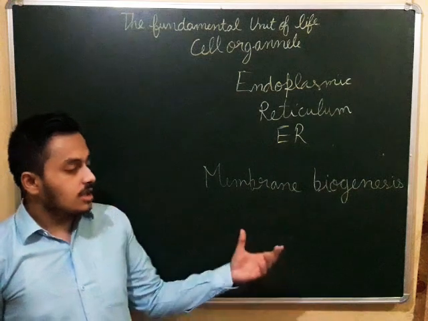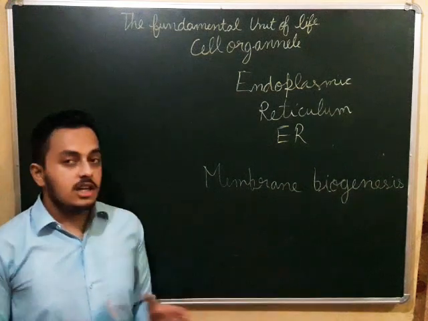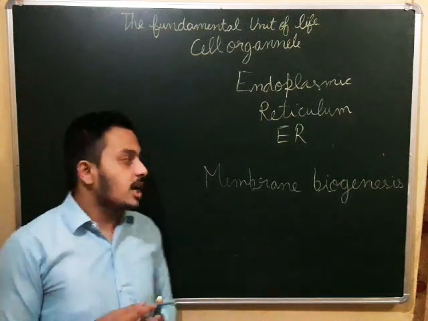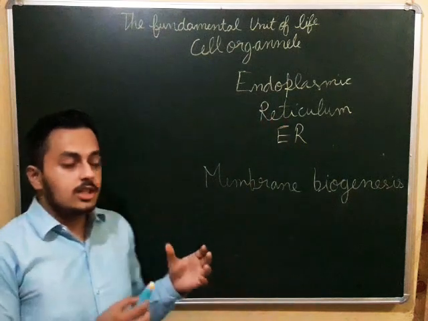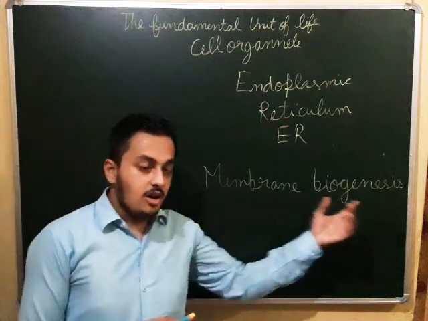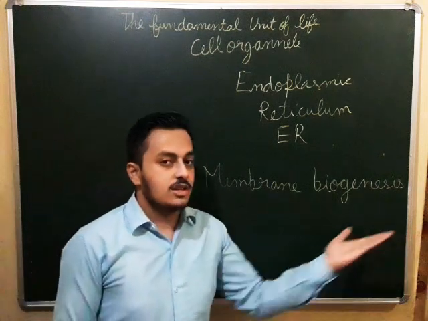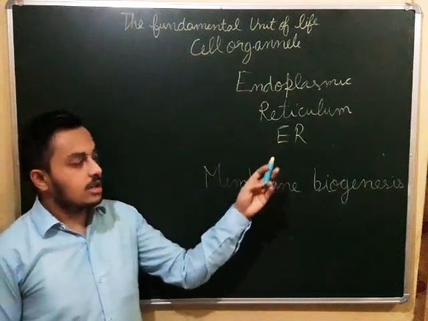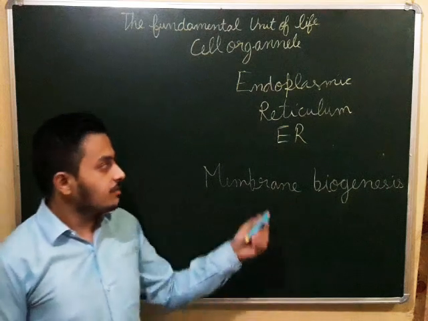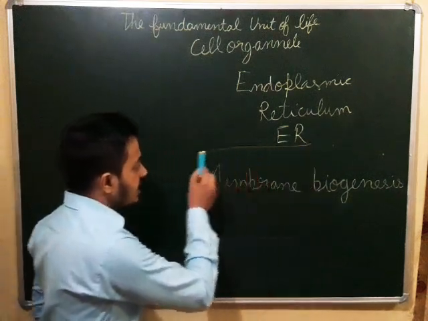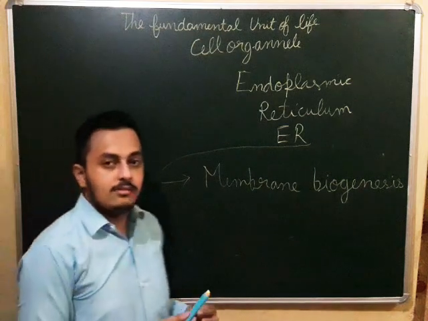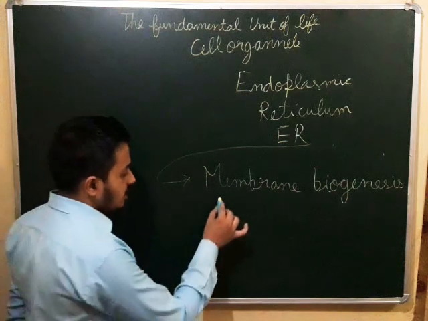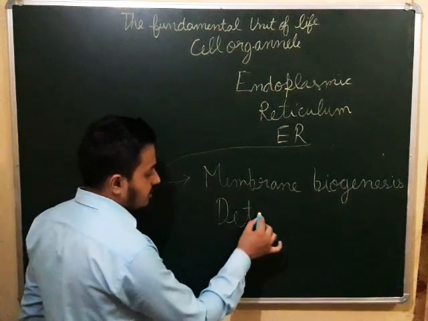Similar goes here. The lipids and proteins required to synthesize the plasma membrane are provided by the endoplasmic reticulum, so that the membrane can form, and this formation of membrane is called membrane biogenesis. Whatever proteins and lipids are secreted from the endoplasmic reticulum help in making the membrane, which is called membrane biogenesis. The last and very important use is detoxification.